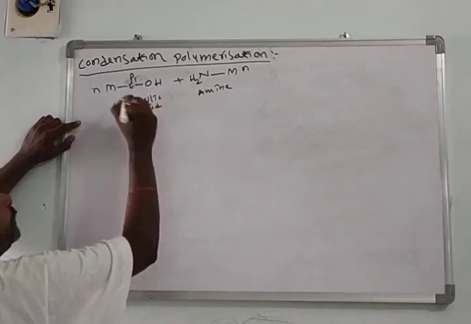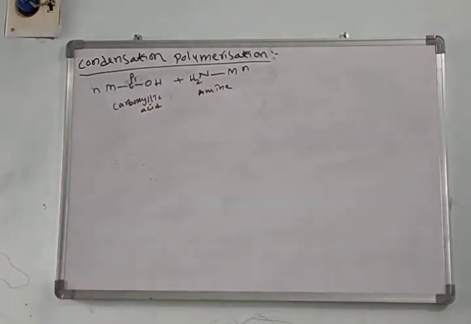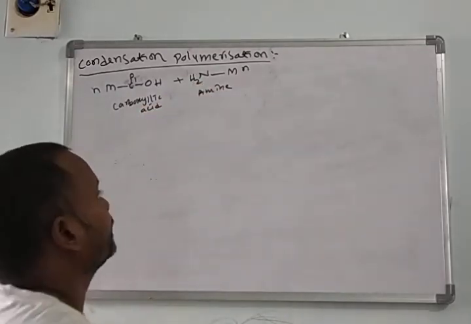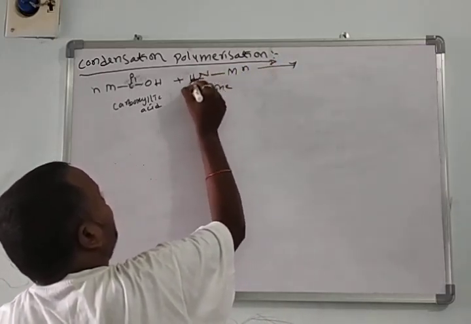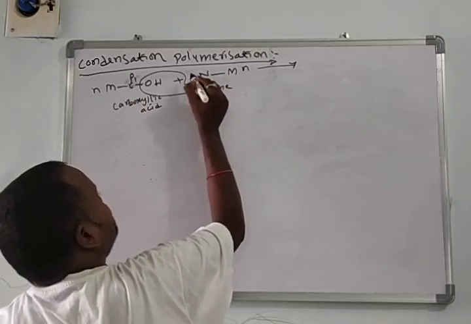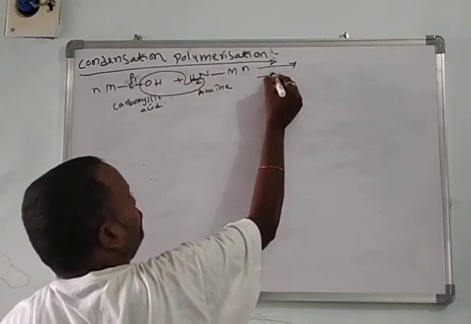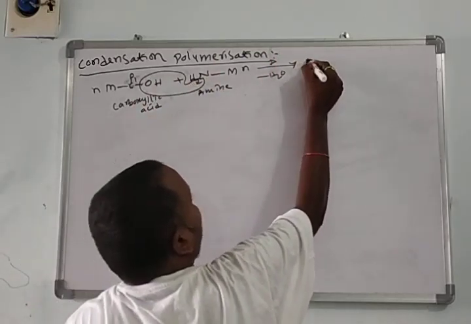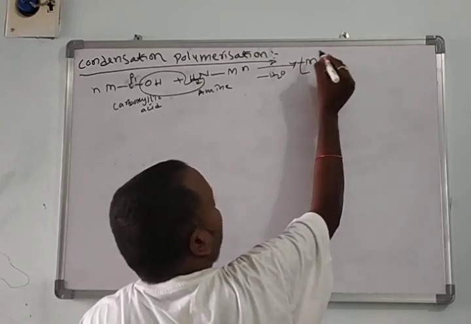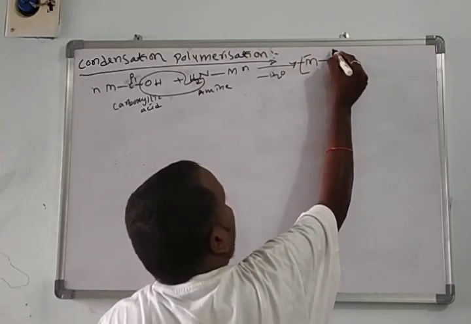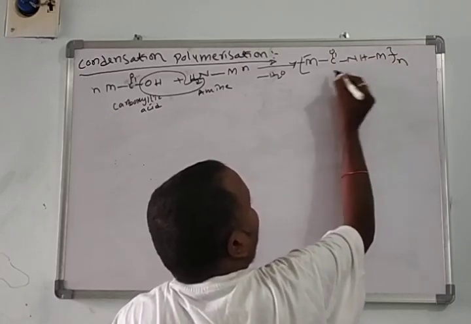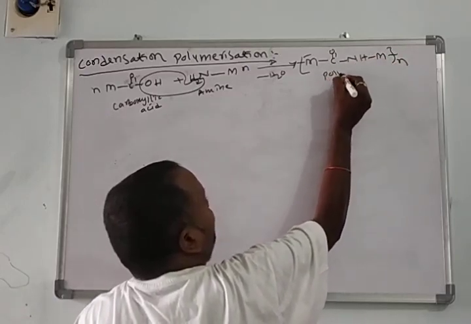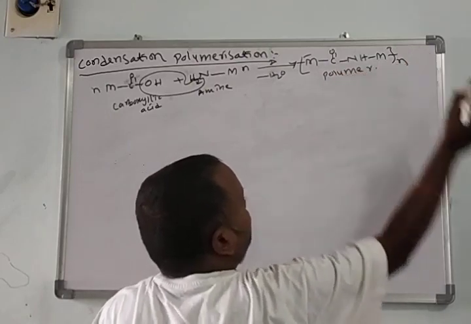Carboxylic acid. These two are involved in the condensation reaction. What is the meaning of condensation? By heating of this, it loses the water molecule like this, H2O. It loses H2O and forms M, here M, and C double bond O, NH, M taken N times. This is the polymer.